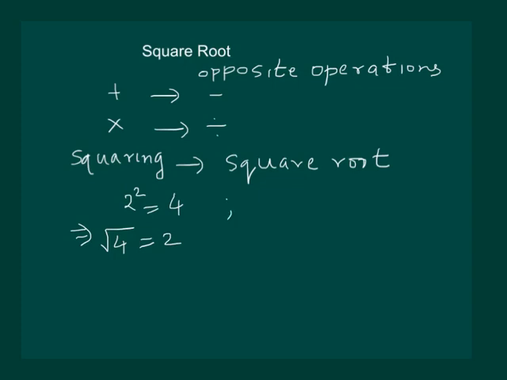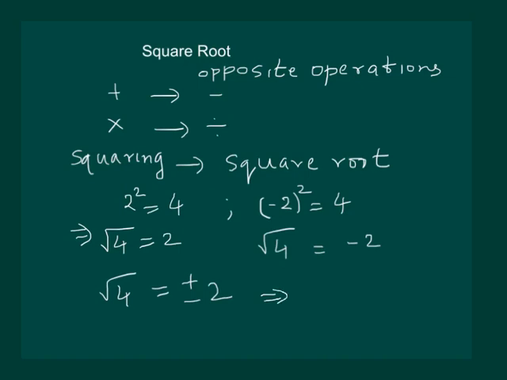Also we notice that minus 2 whole square is also equal to 4. Then square root of 4 should also be equal to minus 2. That is why we say that square root of 4 is equal to plus or minus 2. But in this chapter, we shall take up only the positive square roots. That means we will only consider under root of 4 is equal to 2.